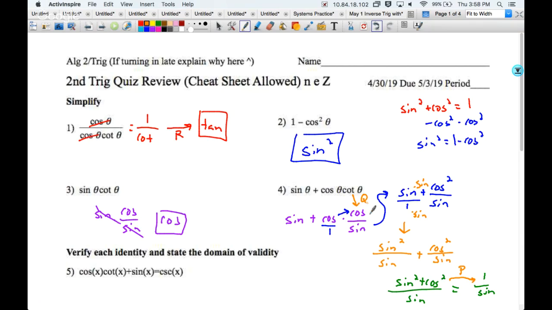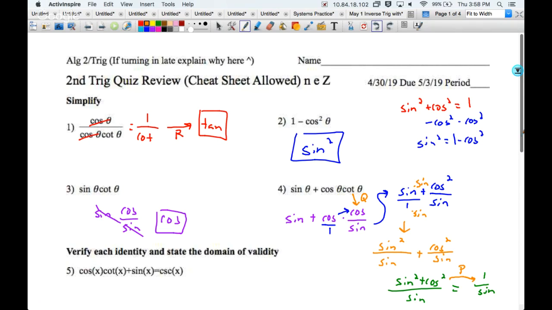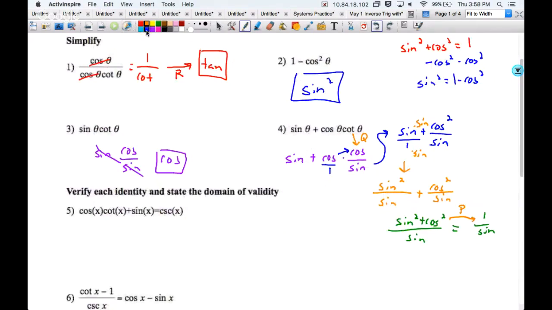Up here, that was a quotient identity. But I'd like to take this down to just a single trig function. That's still a fraction, so I'm going to use a reciprocal identity on this. Turn that into cosecant of theta, but when I'm doing these problems, I generally don't write the theta.